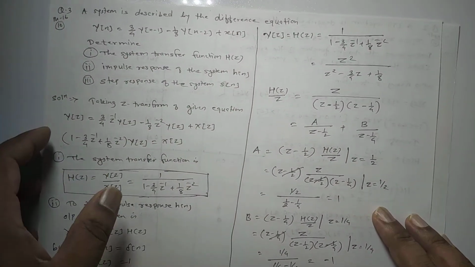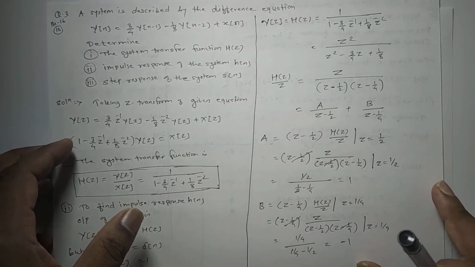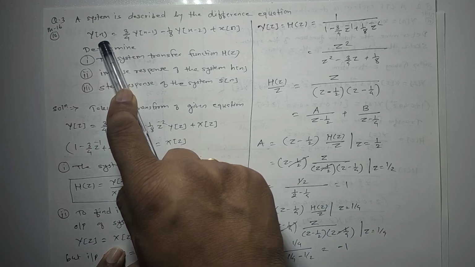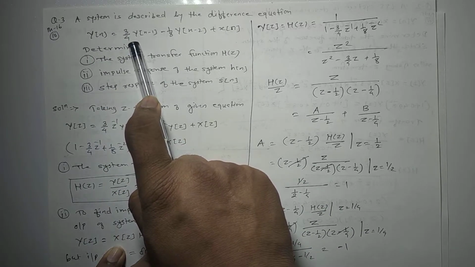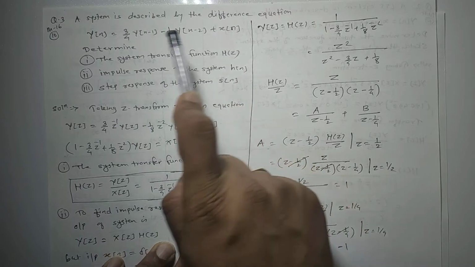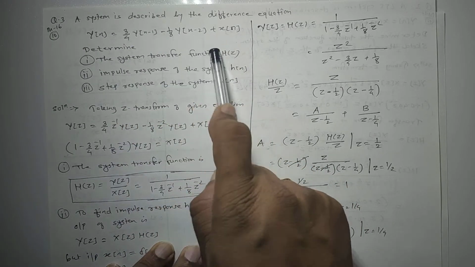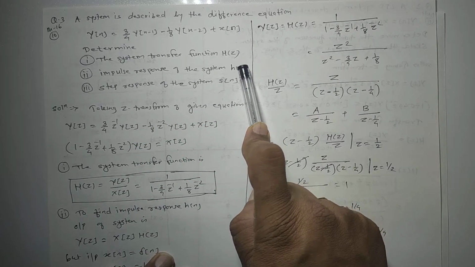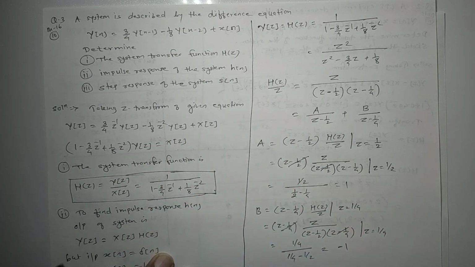Okay, the next problem: a system is described by the difference equation, this one. y of n is equal to 3 by 4 y of n minus 1 minus 1 by 8 y of n minus 2 plus x of n. Determine, first one, the system transfer function h of z. Second one, the impulse response of the system. And third one is the step response of the system.